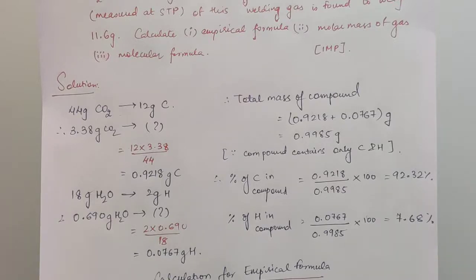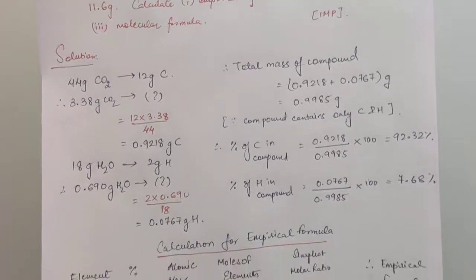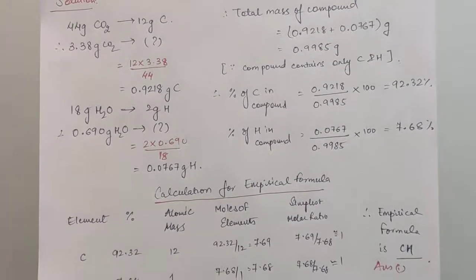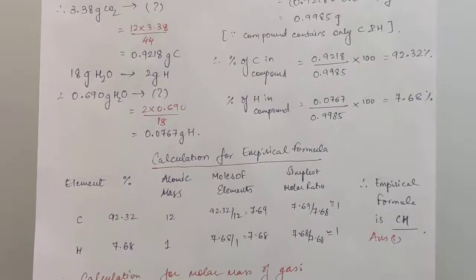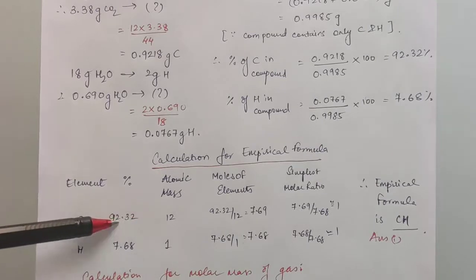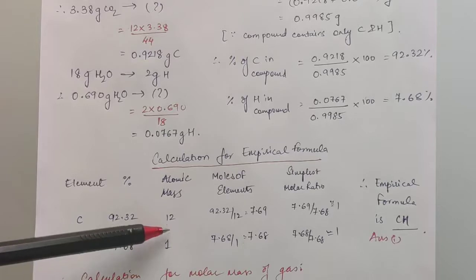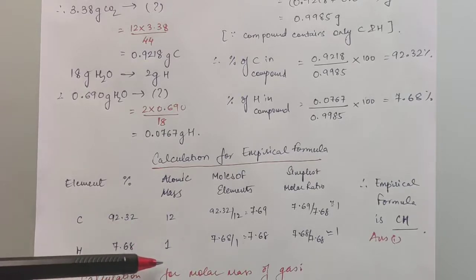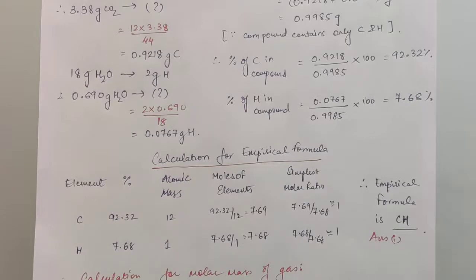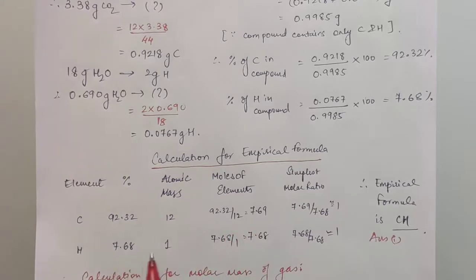Clear? Now, the first part, calculation of empirical formula. You remember the table, students, what we had discussed? Yes, so that is the same table what I have taken over here. I have taken the elements carbon and hydrogen, the percentage of it what I got from above, and I also have the atomic masses. Obviously, carbon 12 and hydrogen 1. So, how will we get the moles of the elements, students? I just have to divide the percentage with the atomic mass. So, for carbon, I will take 92.32 divided by 12, which is 7.69, students. For hydrogen, 7.68 divided by 1, which is obviously 7.68.